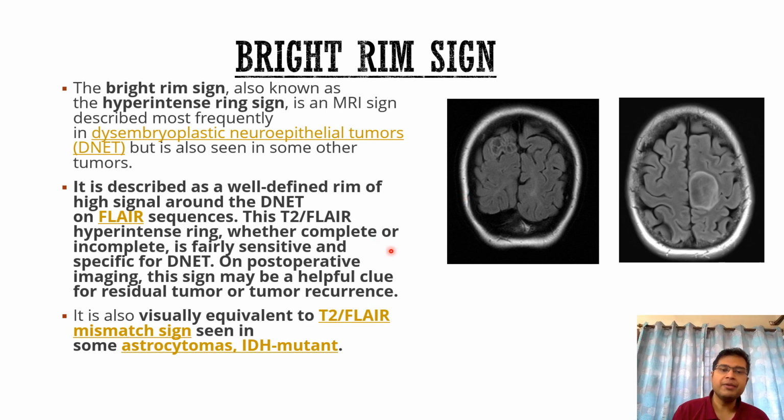But it is very much similar looking to a T2 flare mismatch sign, a sign of low grade astrocytomas, that is IDH mutant astrocytomas. So this is the T2 flare mismatch sign of astrocytoma. Astrocytomas typically do not appear bubbly in appearance and they are not usually cortical based. And secondly, they'll have a choline peak on MRS, which will not be seen in DNETs.